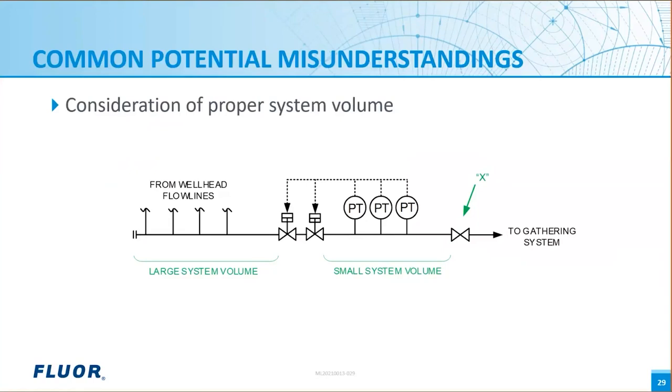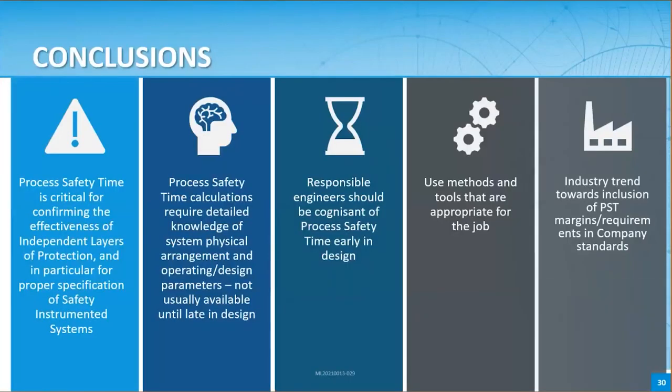So with that said, I think I can wrap up here. So in conclusion, I think the main points were that process safety time is critical for confirming that the safeguards that we build into our design actually do the job that they're intended to do, that our safety instrumented systems will react and render the process safe before the process reaches a point of catastrophe. And our calculations are usually done late in design. They can be quite challenging and require specialist tools. So we should be thinking about process safety time and our safeguarding methods sufficiently early in design to prevent upsets later on. And we just need to make sure we're using the right tools and methods for the job.